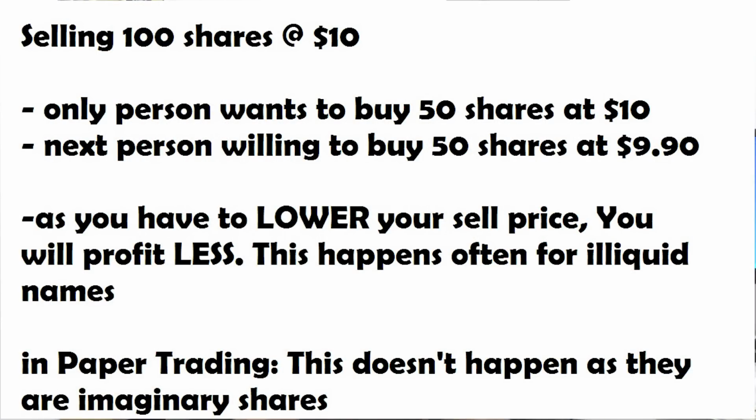For example, let's say you're willing to sell 100 shares at $10 for a very illiquid stock. Then at this point, maybe only one person would want to buy 50 shares at $10. Let's say the next person is only willing to pay $9.90 to buy another 50 shares of that stock. And maybe at that point you'll feel like, okay, I have to lower my price to $9.90 to sell the rest of it. So therefore you average out to $9.95.